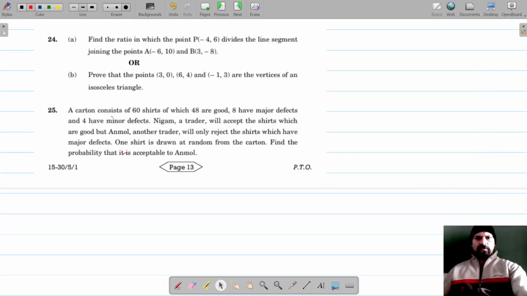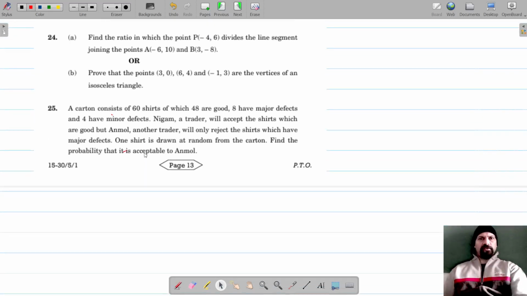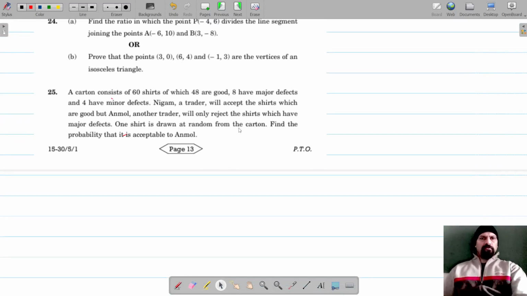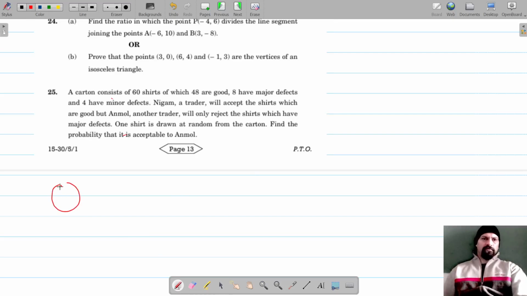Okay, for question number 24, part B, we have to prove that the points (3, 0), (6, 4) and (-1, 3) are the vertices of an isosceles triangle. And the given triangle has the vertices.